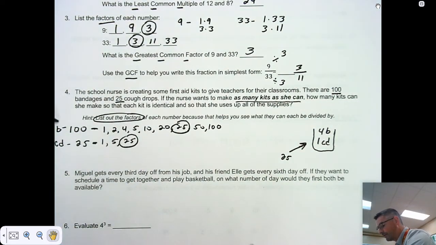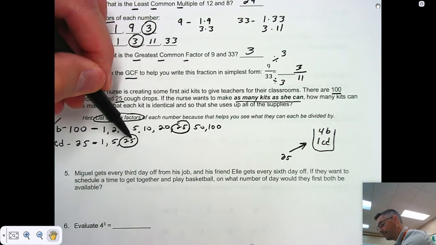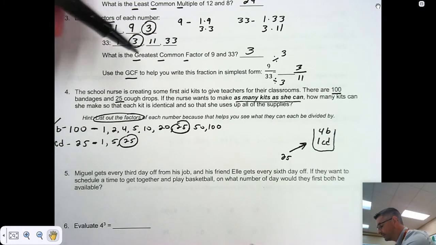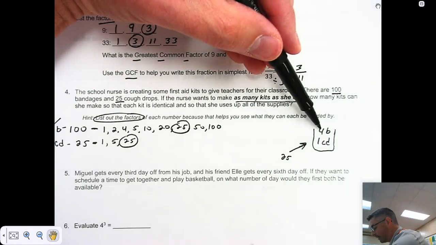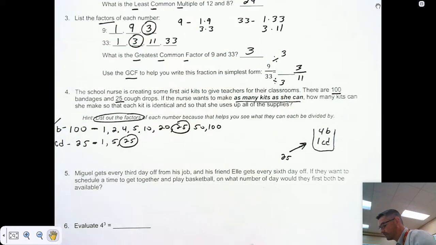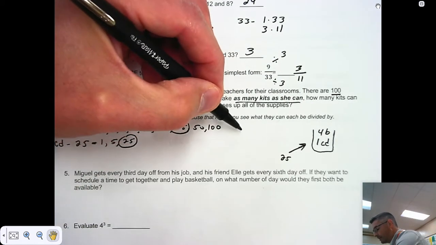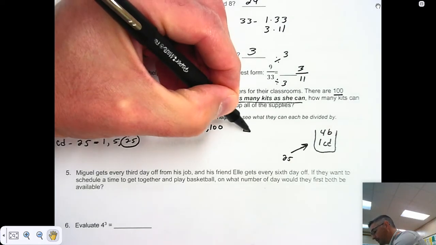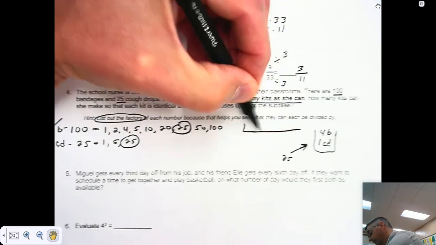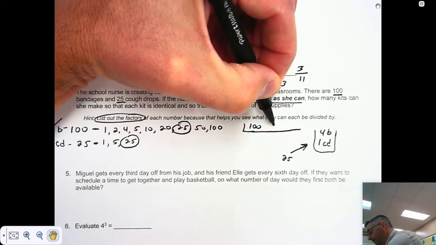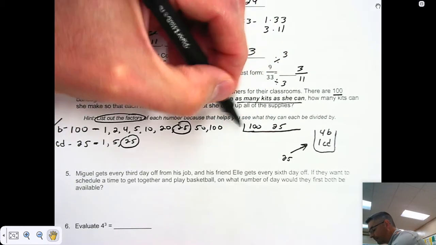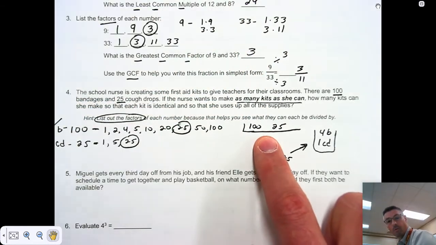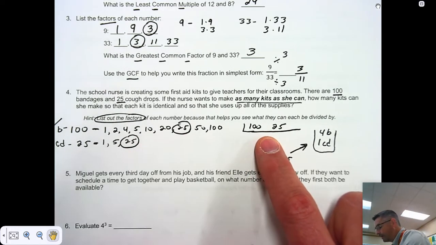So list out the factors. The greatest common factor tells us the number of kits. And then from there, we can figure out how many, in this case, bandages and cough drops could go in each. A faster and more simple way, I'm just going to do it quick, was the upside down cake method. We put in our 100, we put in our 25 cough drops, and we say, hey, what's a prime number we can pull out that they both have in common?